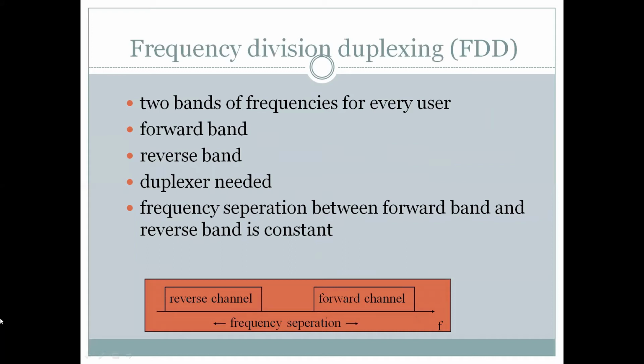Now, what is frequency division duplexing? We have two bands of frequency for every user. One is the forward band. In this diagram, it is written forward channel. Another is the reverse band. In the diagram, it is indicated with reverse channel. And there is a frequency separation between the two. We also require a duplexer for implementing this technique, and there is a frequency separation between these two bands, and this separation is constant, it is not variable.